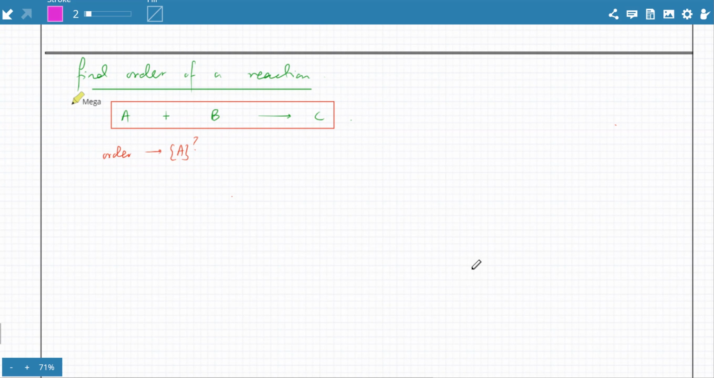So I'm going to perform an experiment. And the first type of experiment that I'm going to do is pretty simple. What I need to do is, I just need to change concentration. Change concentration of A and see how the rate changes. Okay, figure out what happens to the rate of the reaction.